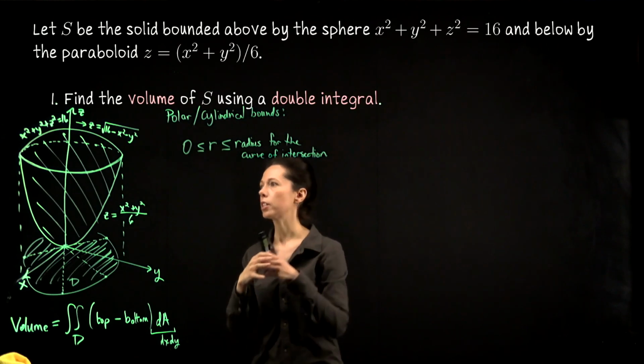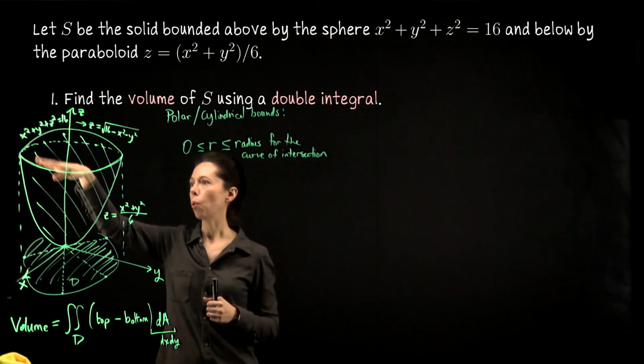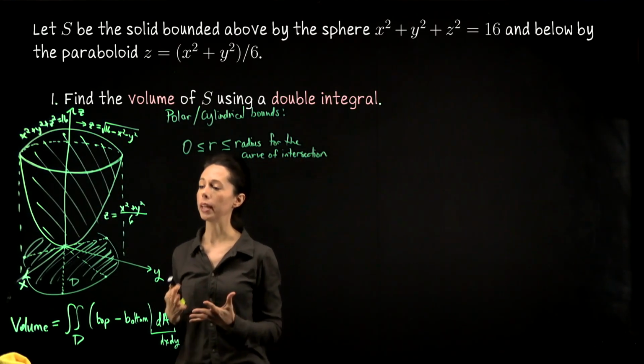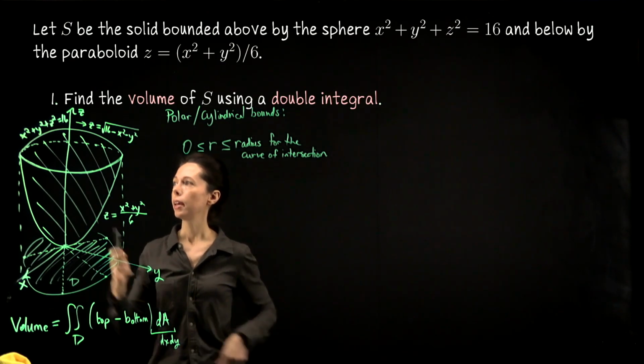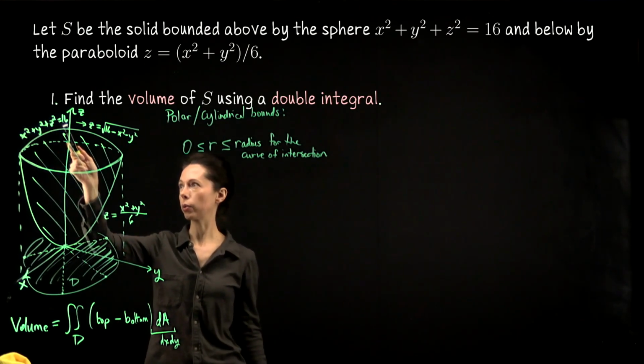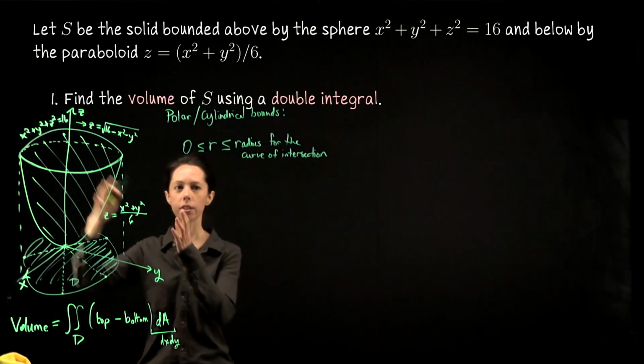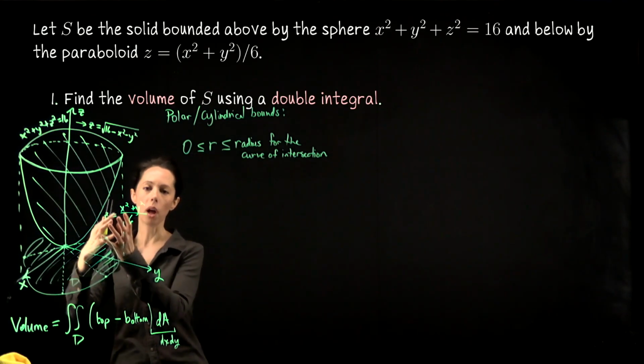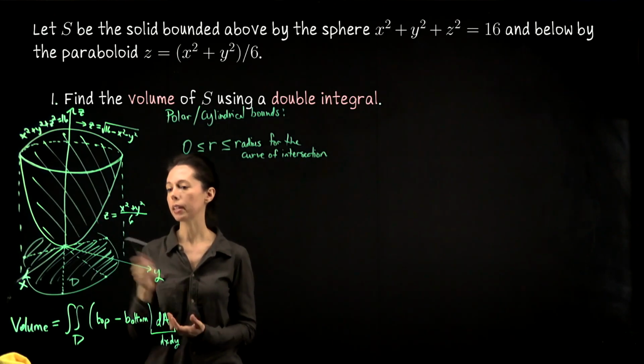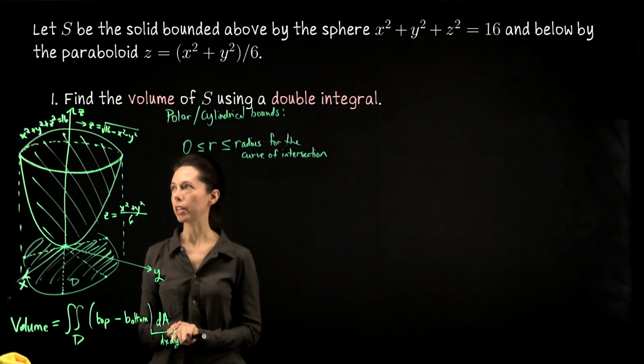To understand this curve of intersection, we need to realize that every point on this curve of intersection simultaneously satisfies two equations. They satisfy x squared plus y squared plus z squared equals 16 and z equals x squared plus y squared divided by 6. So I need to combine these two equations into one to see what we can say more specifically about the coordinates that live on this curve of intersection.